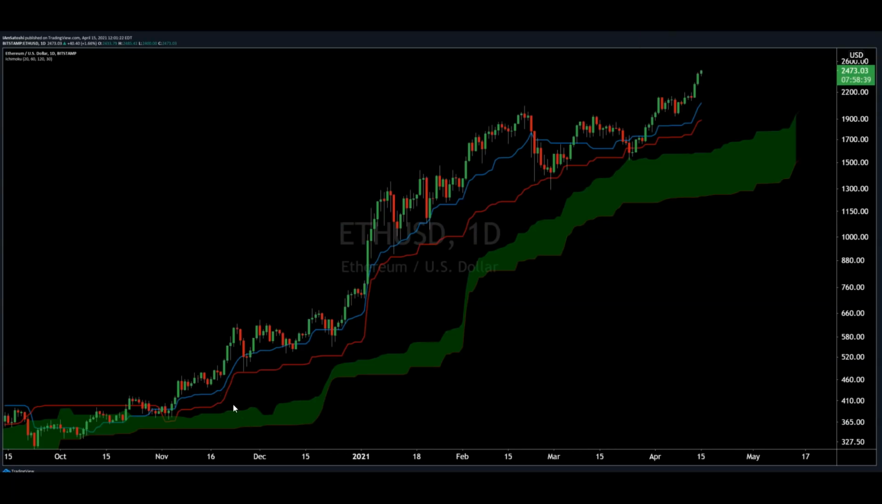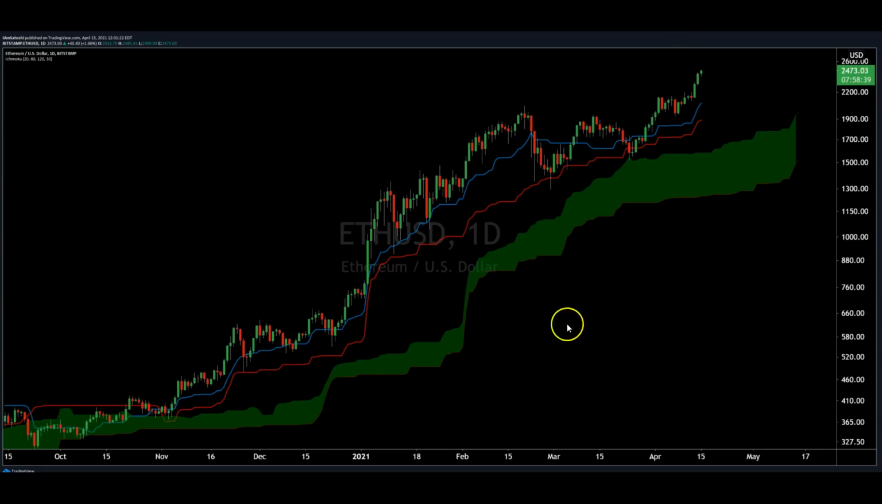Cloud, again, absolutely proud of the Cloud for showing what you want it to show you. I mean, look at this crazy edge case, right? So Cloud prints 30 periods based on my settings ahead of time. And so back here, it was like, this is where the support's going to be. If we get into the Cloud here, we're in trouble. And we didn't close in the Cloud. It wicked into it, but it didn't close into it. You're getting Kijun bounces over and over again, whatever. Everything looks great. I couldn't want anything more out of a trend indicator than what the Cloud is showing you here.